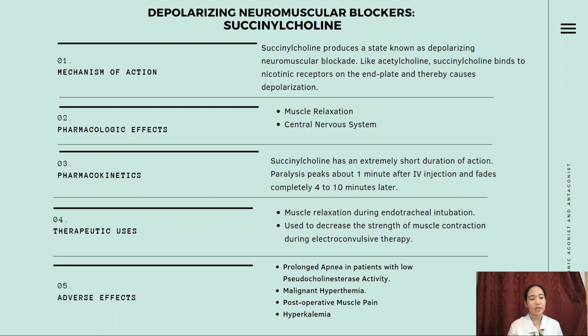So guys, next we have the therapeutic uses. First, muscle relaxation during endotracheal intubation. Second, it is used to decrease the strength of muscle contraction during electroconvulsive therapy. Guys, next we have the adverse effects. First, prolonged apnea in patients with low pseudocholinesterase activity. Second, malignant hyperthermia. Third, postoperative muscle pain. And fourth, hyperkalemia. So guys, next, as you can see on the screen, it shows the properties of competitive and depolarizing neuromuscular blockers.